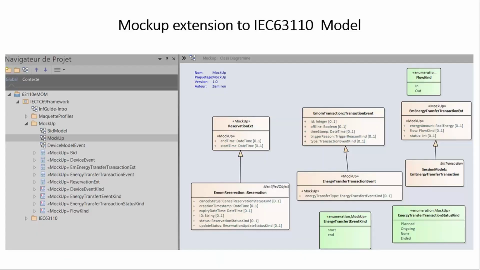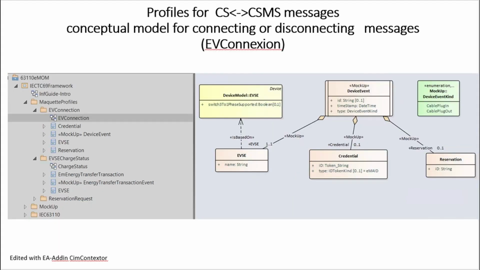To model the context of the exchange of use cases illustrated by the model, it was necessary to extend the information model of the IEC 63110 with some classes marked by the stereotype mockup. The new attributes or associations are also marked by the same stereotype. Two profiles, conceptual models, have been defined for the use cases illustrated by the model. A first model, EV connection, to define the messages of connection of a vehicle to EVSE, and another profile, EV charge status, to define the states of charge or discharge of a vehicle.